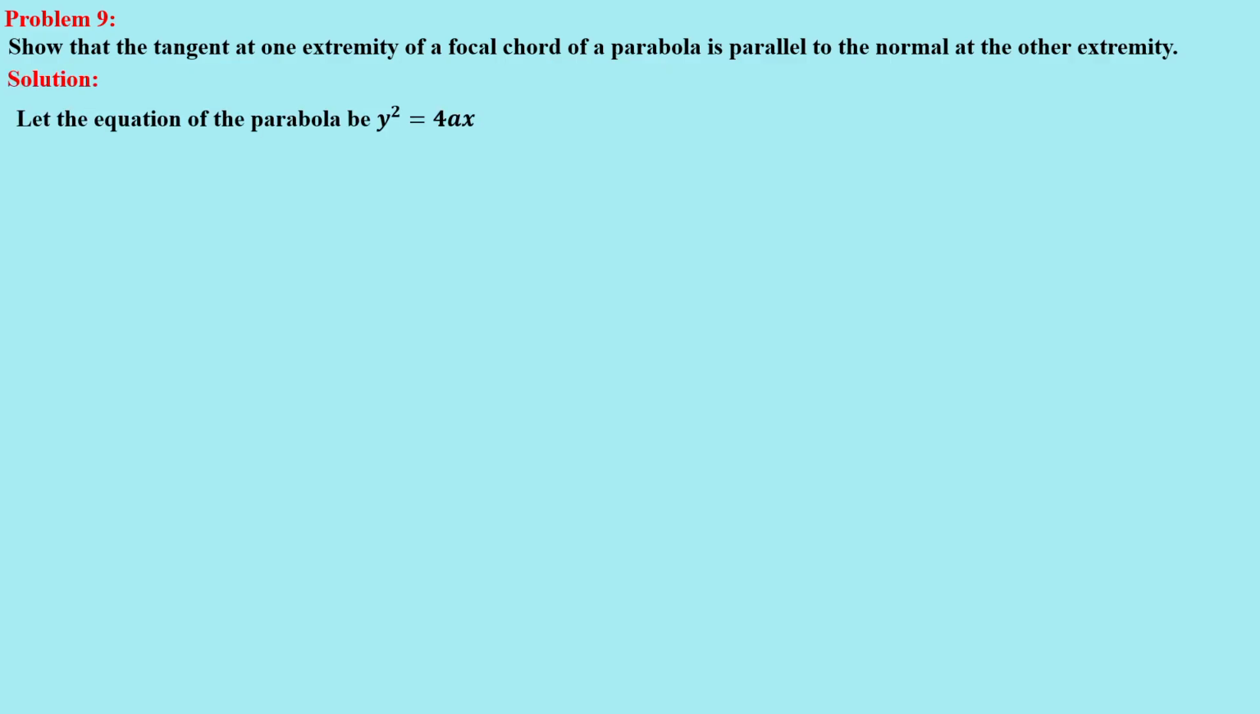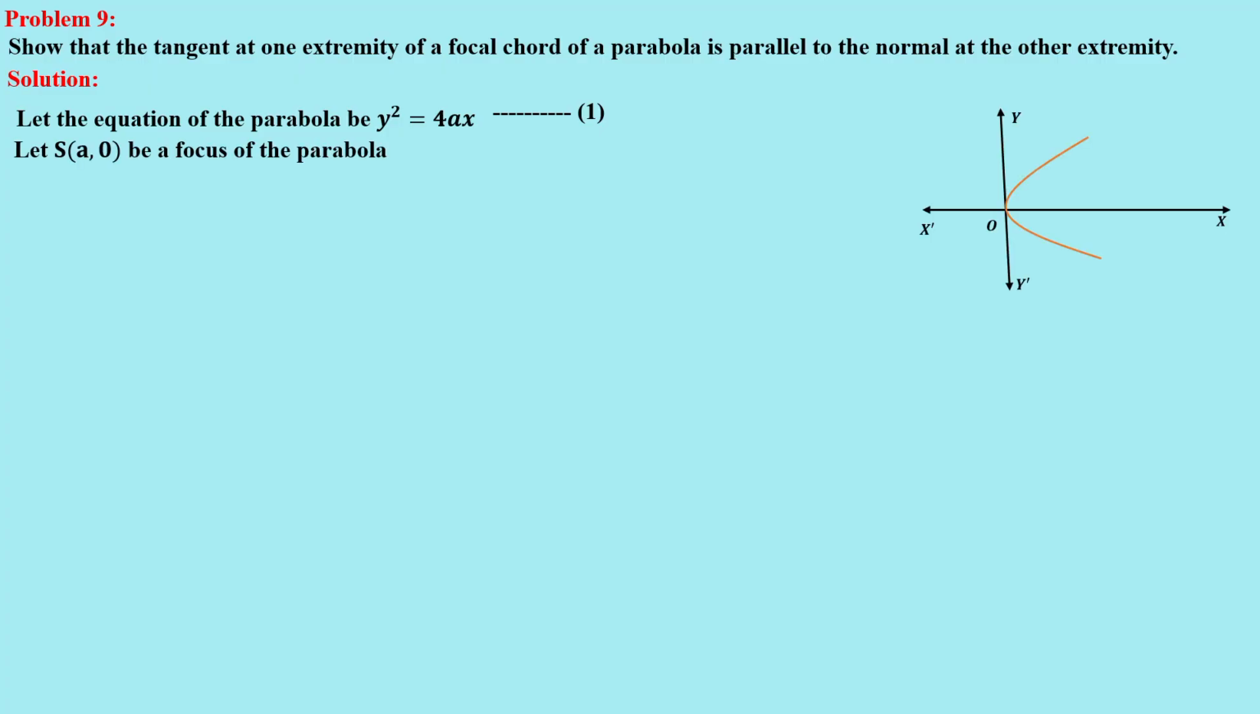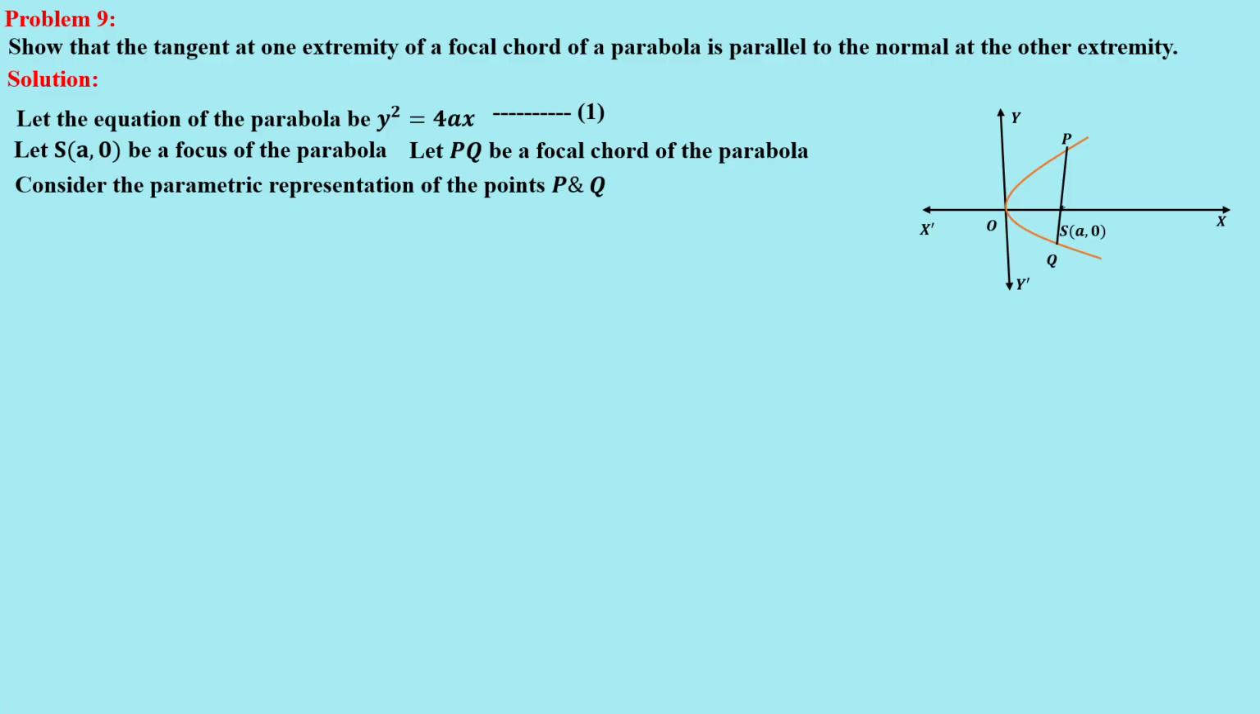Let the equation of the parabola be y square is equal to 4ax. That is equation number 1. So x-axis, y-axis, origin, this is the parabola y square is equal to 4ax. So (a, 0) is the focus, that we know. Let PQ be the focal chord, that means a chord passing through the focus. So consider the parametric representation of the points P and Q.